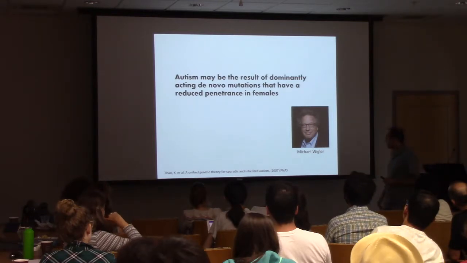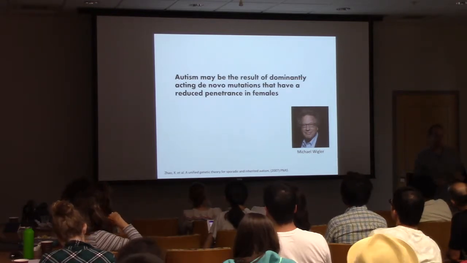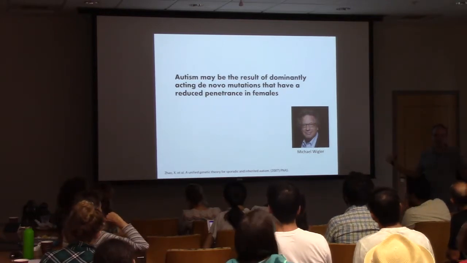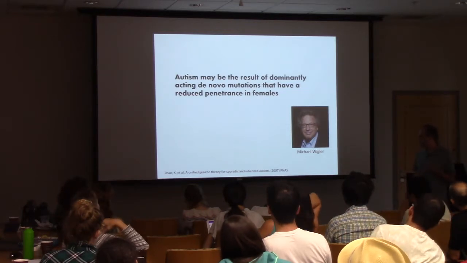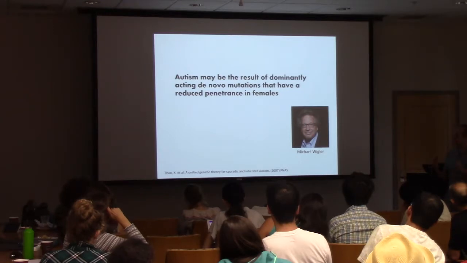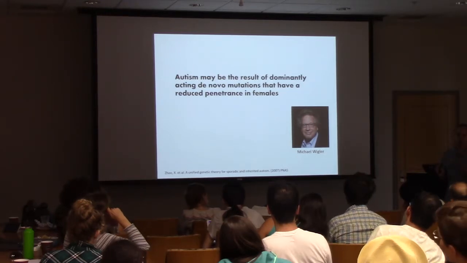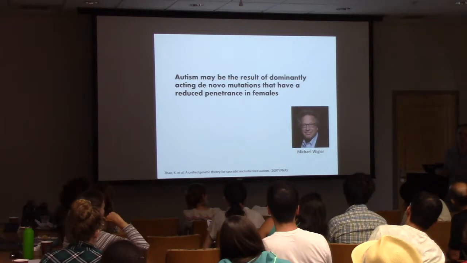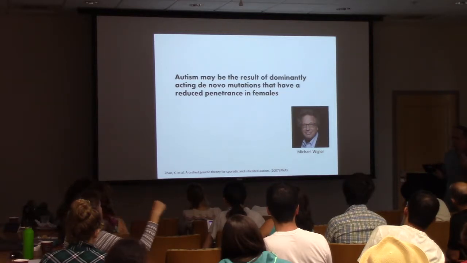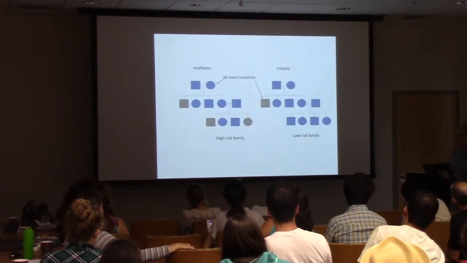And this is the paper that they published in 2007. They called it, look at the title, A Unified Genetic Theory for Sporadic and Inherited Autism. They say that if you look at a model where de novo mutations are dominantly acting and have reduced penetrance in females, you can explain almost everything. And the model, just without numbers and equations, is like this.